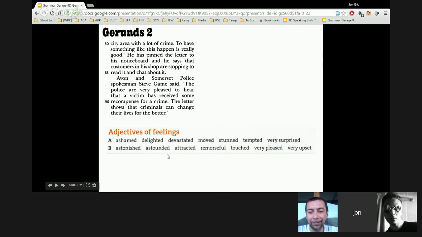Okay, so as I said, it's an unusual apology. Look at the adjectives of feeling. There's two rows, row A and row B. And actually, it might be good that you just get used to those words. Some of them might be new for you. I'll say them, you repeat them.